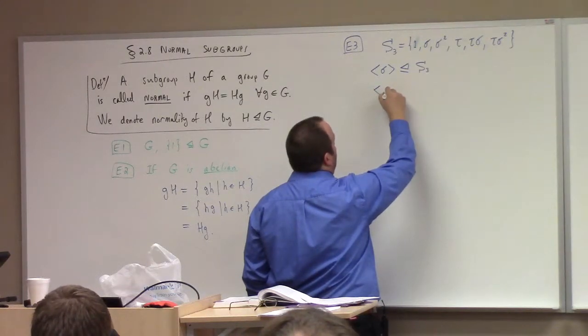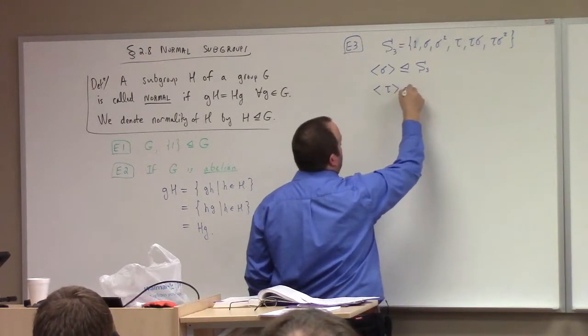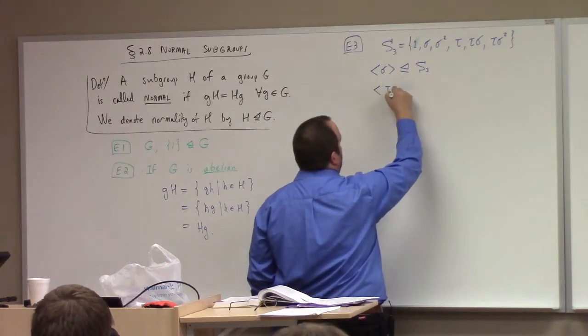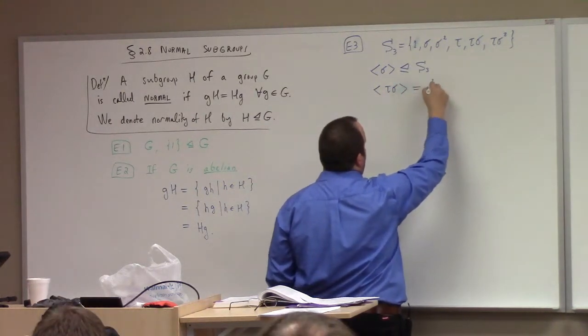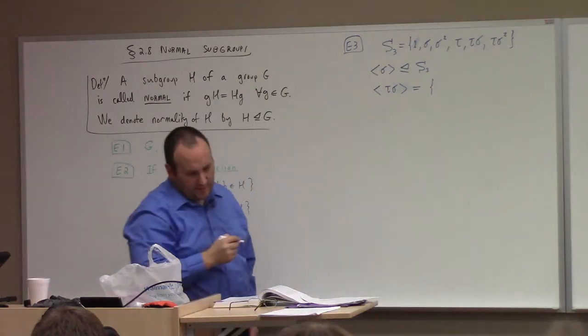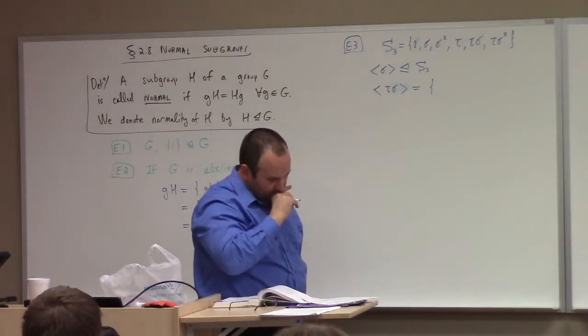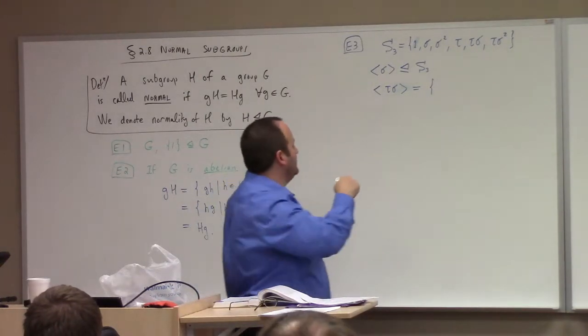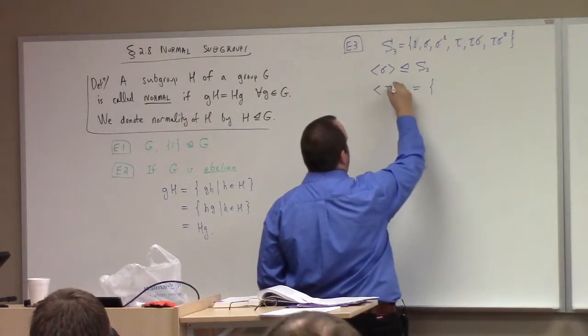But on the other hand, the subgroup generated by tau, right? What is that? Not tau, but tau sigma maybe? Trying to remember. Oh, tau will do just nicely. Why am I making it more complicated? This is what we looked at, tau.